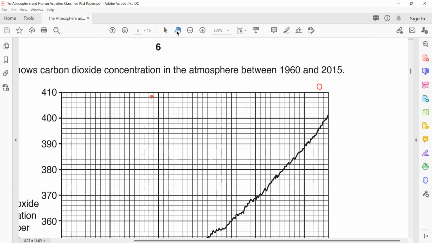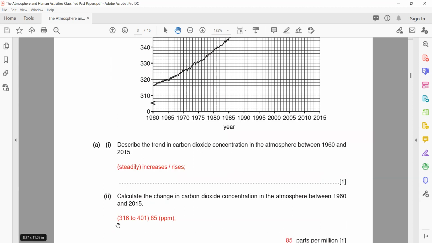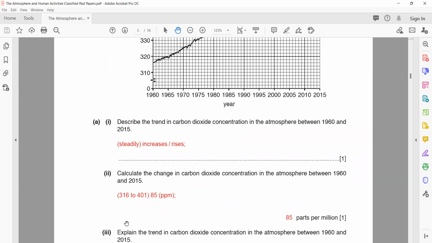So you have the first value and you have the last value. First value is what? 316. Last value is 400, and then you will minus them, so 85. So that is the difference between how much it has increased from 1960 to 2015. Got it?